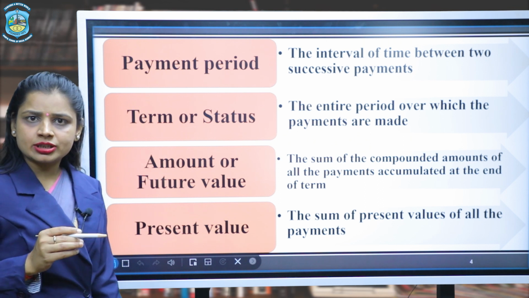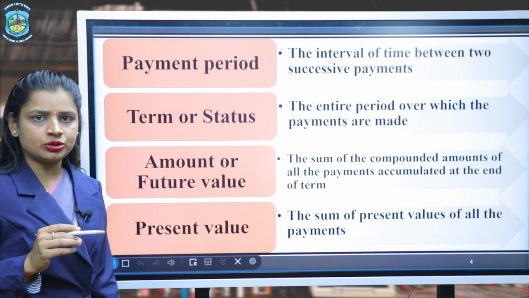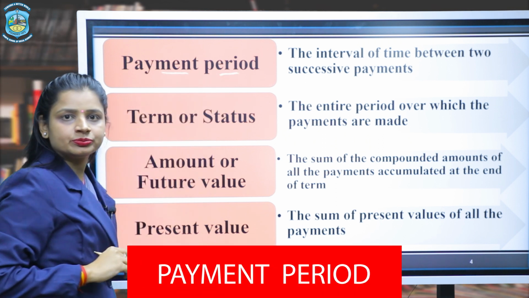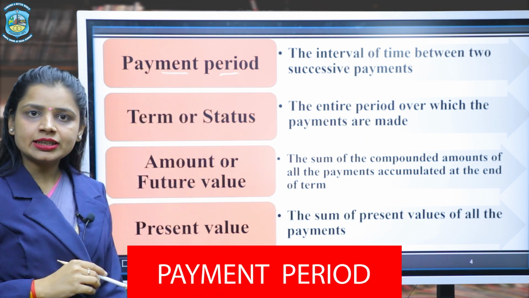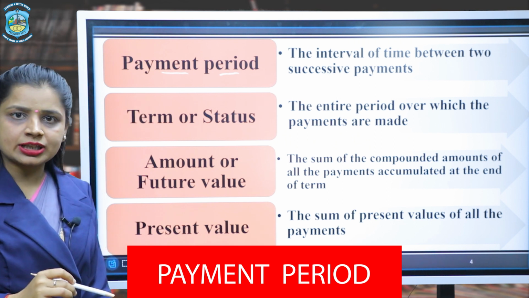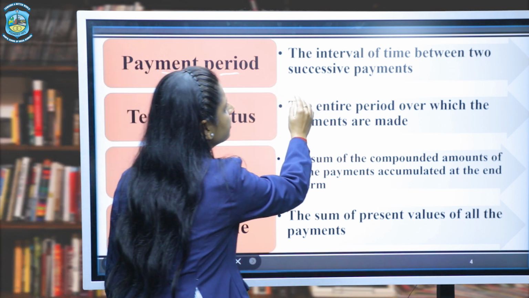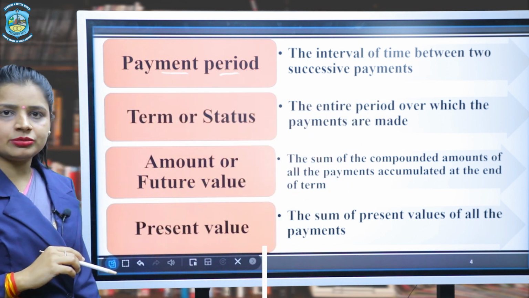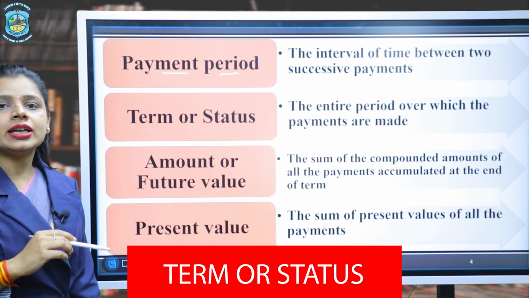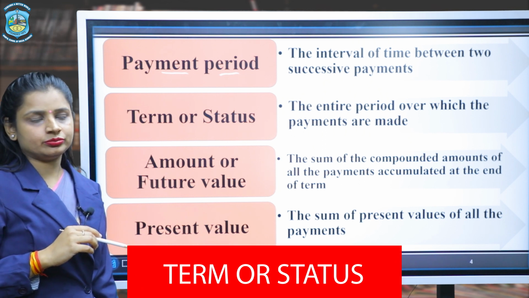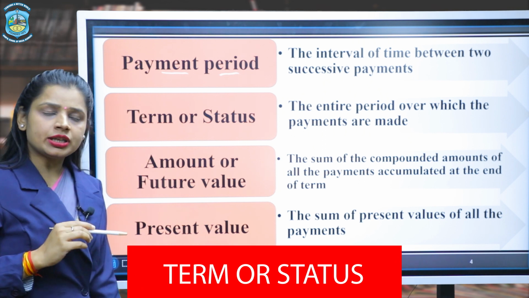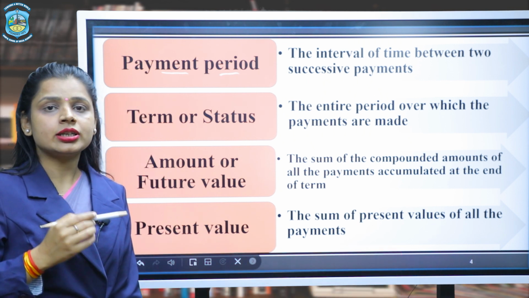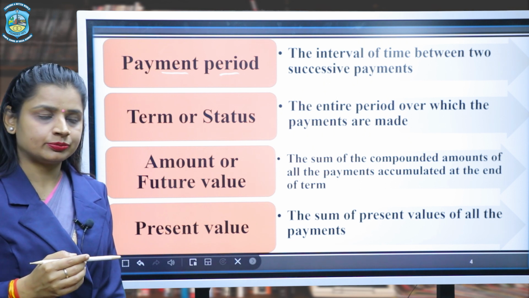Now some terminologies associated with annuity. First is payment period. It is defined as the interval of time between two successive payments. The second term is term or status of an annuity. The entire period over which the payments are made is called term or status.